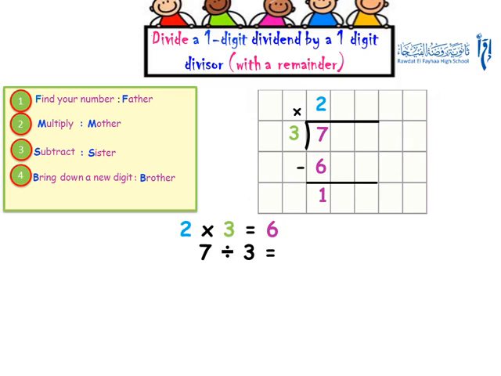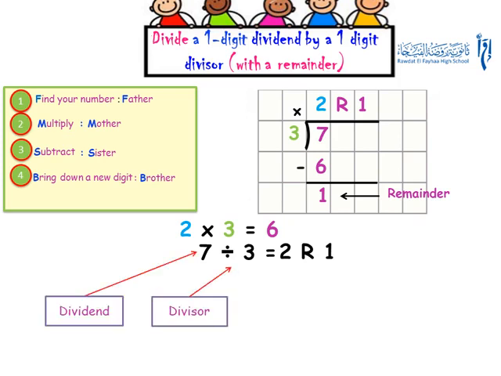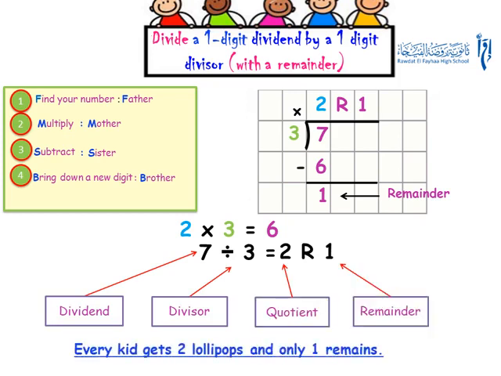Before we move to the fourth step, we check that 1 is less than 3. Yes, it is. Now we move to the fourth step, which is bringing down a new digit from the dividend. But we have no more digits in the dividend, so that's it. The remainder is 1. We write it next to the quotient. So 7 divided by 3 is equal to 2 with a remainder of 1. The 7 is the dividend, the 3 is the divisor, the 2 is the quotient, and the 1 is the remainder. So every kid gets 2 lollipops and only 1 remains.